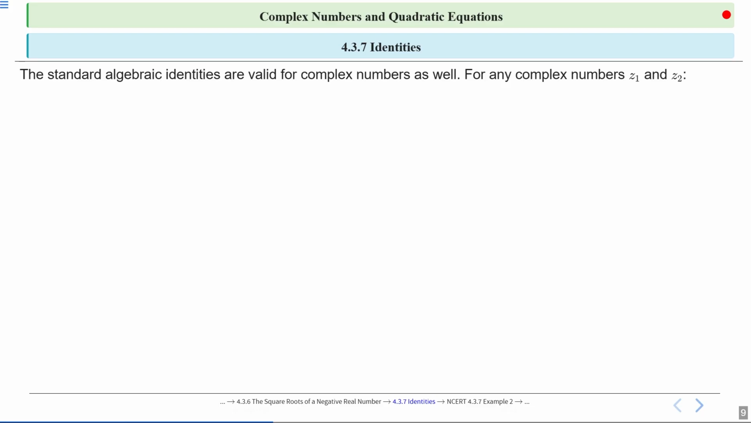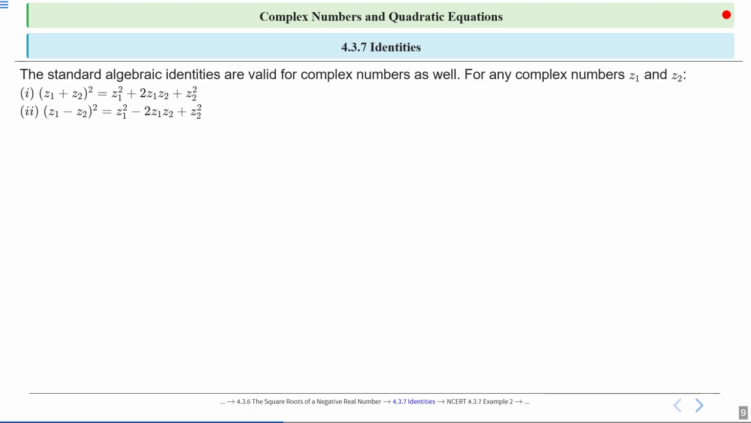Now let's see some important identities. Let's start by recalling that the standard algebraic identities you already know also apply to complex numbers. So here, for any complex numbers z1 and z2, the first identity: z1 plus z2 whole square equals z1 square plus 2 times z1 times z2 plus z2 square.